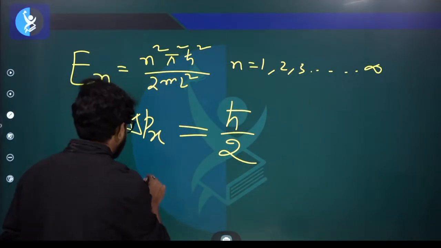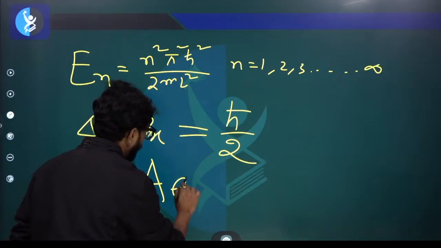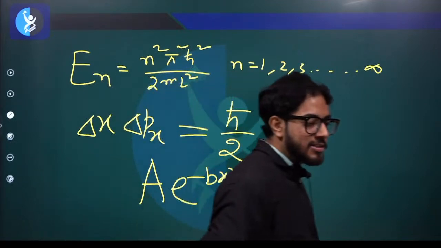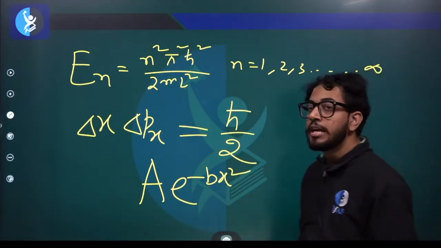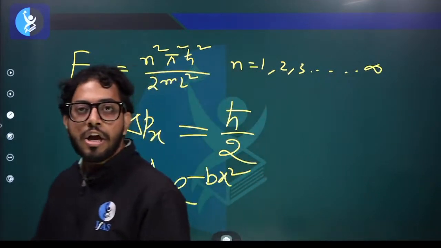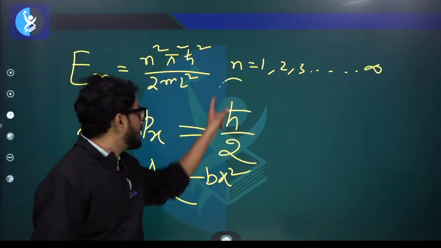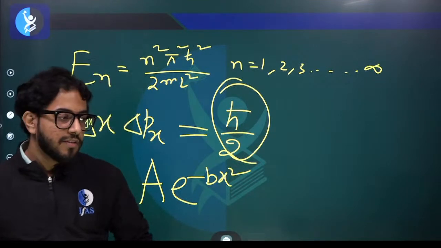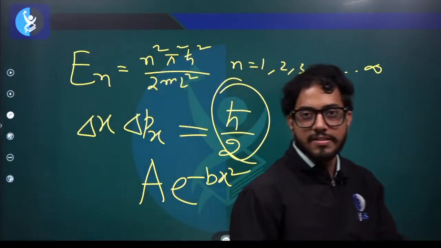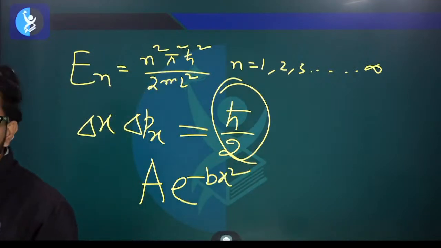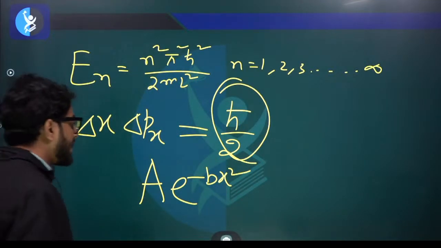Well, it's the Gaussian wave function, A times e to the power of minus b x squared. It is the only wave function which satisfies the uncertainty principle exactly. It gives you the exact value h cut by 2. So the Gaussian wave function exactly satisfies the uncertainty principle.